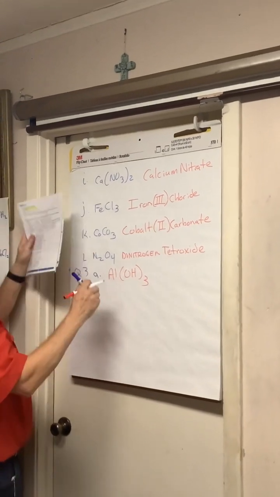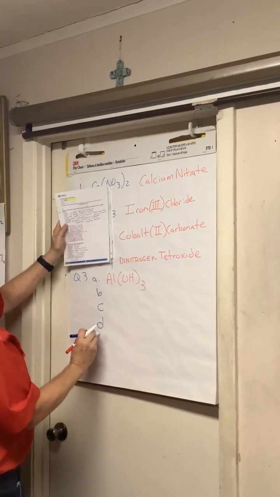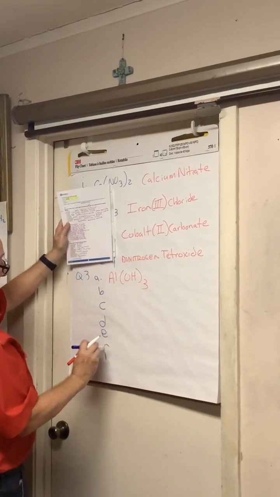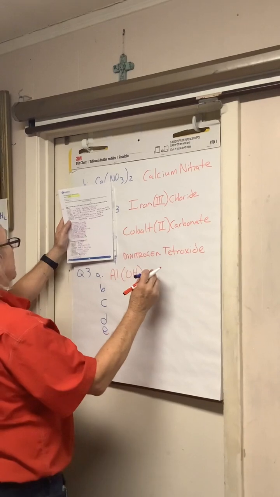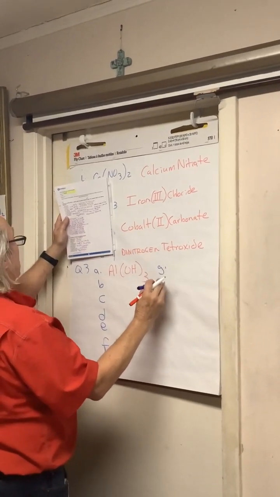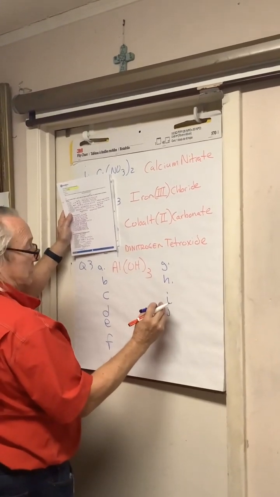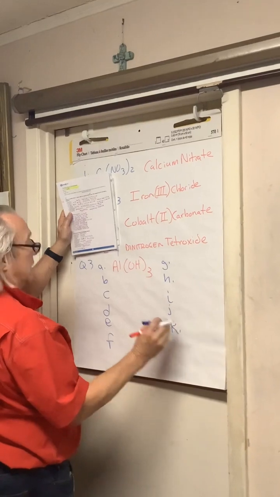Okay? So A, B, C, D, E, F. And let's see if we can go over here. G, H, I, J, K, and we'll be done.